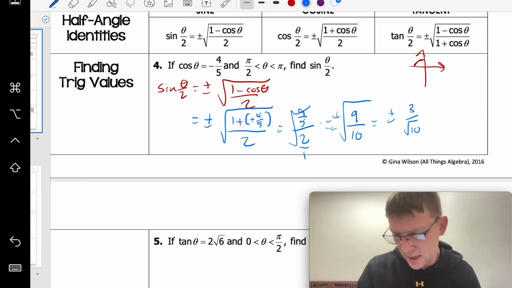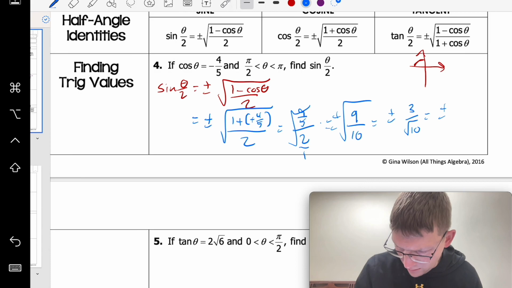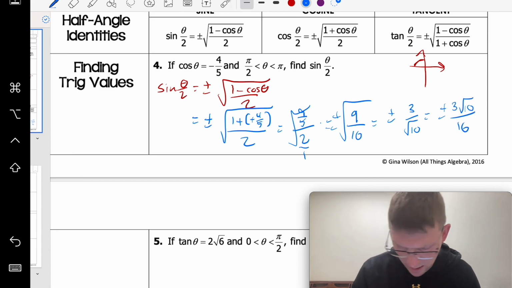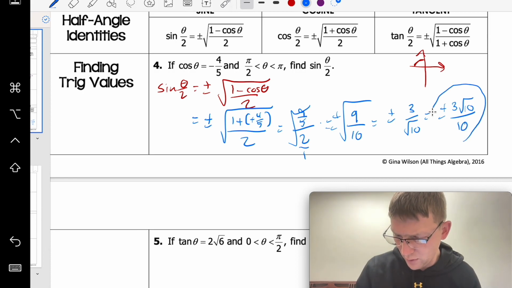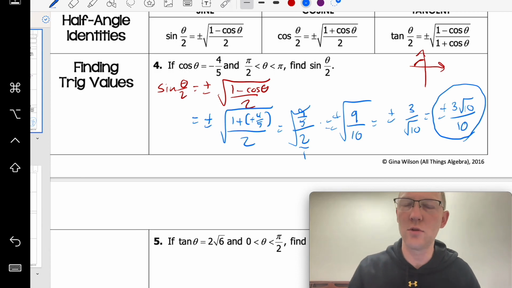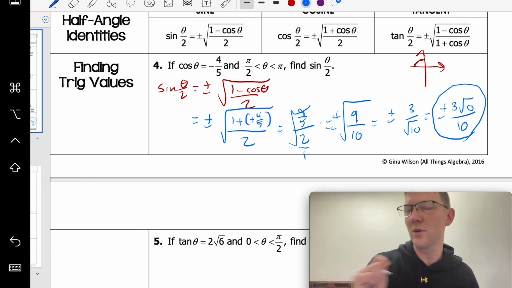Can't have square root of 10 in the bottom, so we need to move that up to the top. So now we're going to have plus or minus 3 square root of 10 over 10. And unfortunately, our calculator kind of starts to break down when we have square roots. So, oh no, we're going to have to do math. Luckily, you're a smart individual.